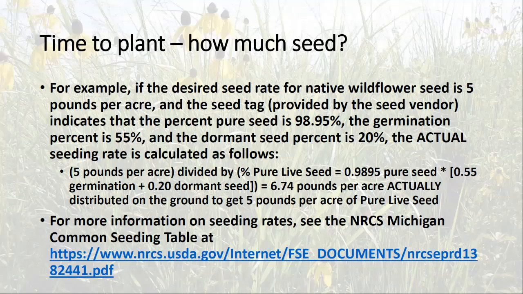Some people will say, well, I know that the vendor I get my seed from has a good germination success. I'm not going to run through this bulk seeding rate calculation. I'm just going to throw out 6 pounds of wildflower seed per acre, and I know that's going to work. That's a very common approach.